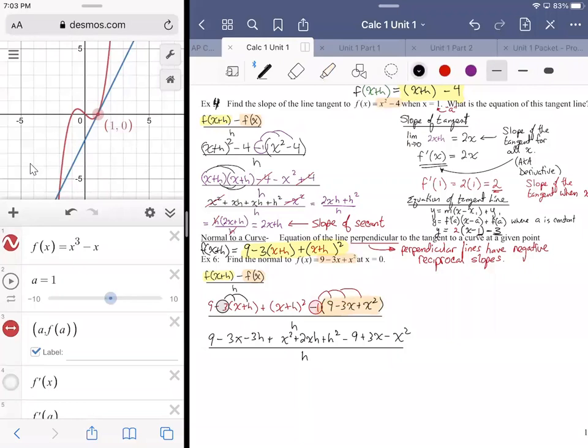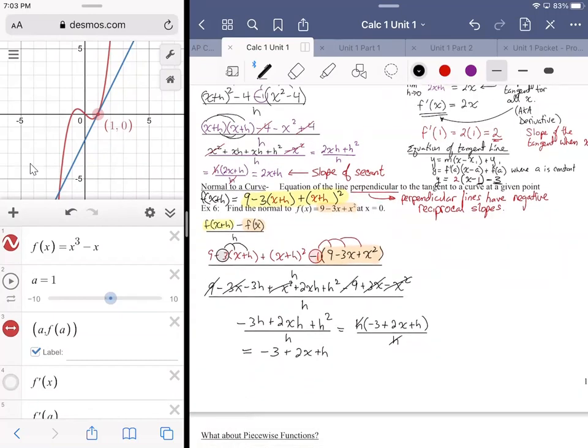All right. So I have a 9. I got a negative 9. I got a negative 3x. I got a positive 3x. I got a positive x squared. I got a negative x squared. Cleans up beautifully. The negative 3h plus 2xh plus h squared over h. All right, we have a common factor of h. Negative 3 plus 2x plus h all over h. Cancel my h's. And now I have my slope of the secant as negative 3 plus 2x plus h.